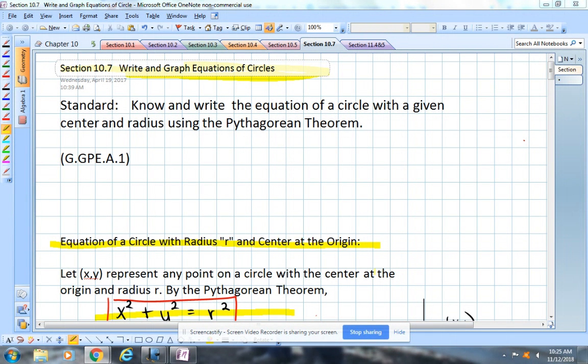We also had equations of quadratics. Remember that quadratic equations made a parabola. Today, we're going to talk about equations of circles, and then we're going to graph circles using their equations. So did y'all know y'all could graph a circle?